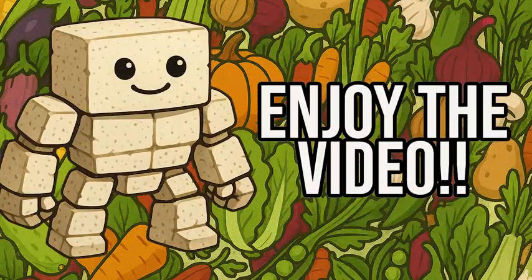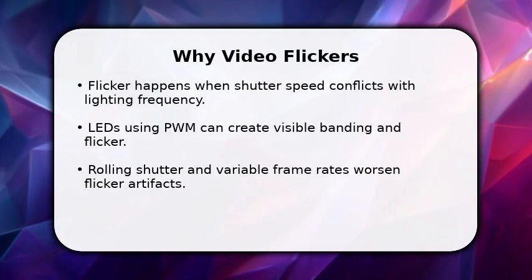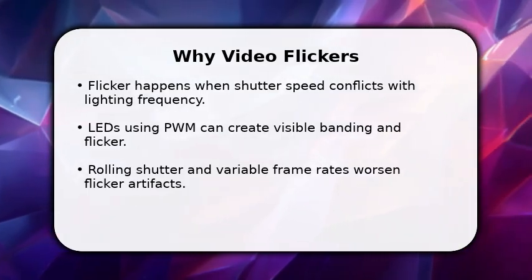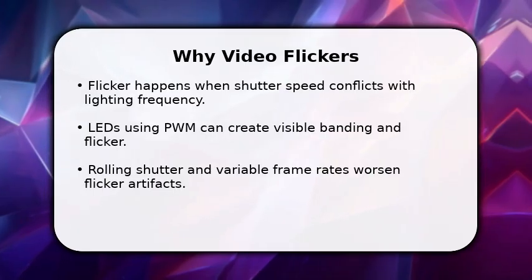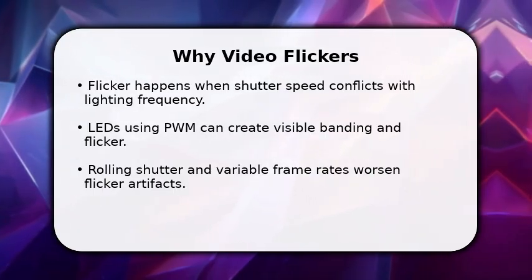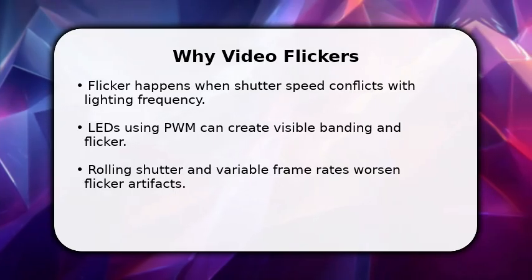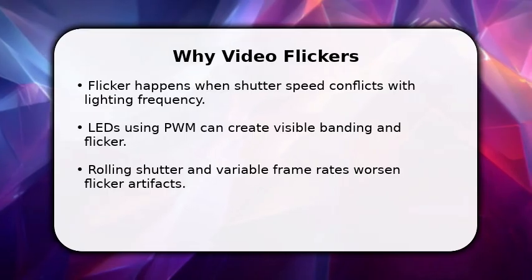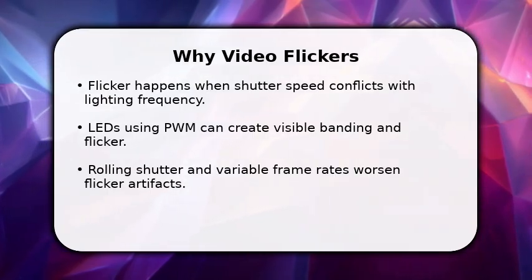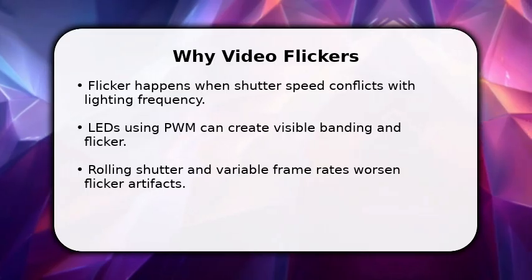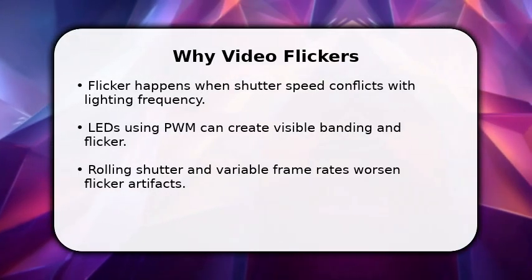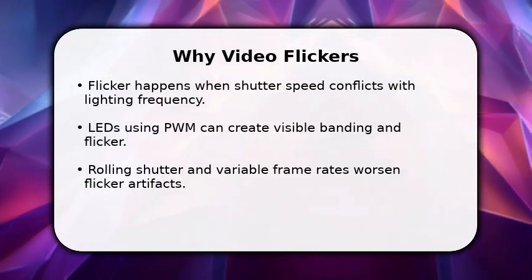Please enjoy the video. Flicker happens when shutter speed conflicts with lighting frequency, and the effect becomes visible on camera sensors. LEDs using pulse width modulation can create banding that appears as moving lines. Rolling shutter sensors and variable frame rates tend to worsen those flicker artifacts across the image. Artificial lights and monitors operate at mains frequencies like 50 Hz or 60 Hz, which interact with camera exposure.